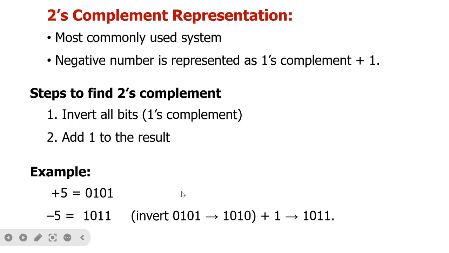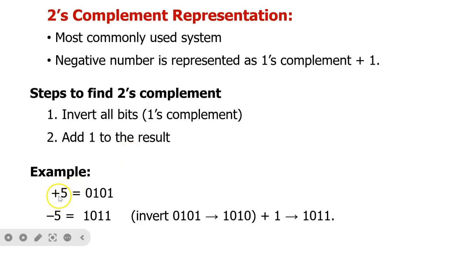The twos complement representation is the most commonly used system in computers. To represent a negative number in the twos complement representation, we have to take the ones complement of the positive number and then we have to add a 1 to it. This is the way we need to find the twos complement of a number.